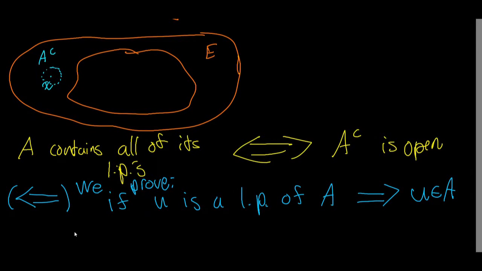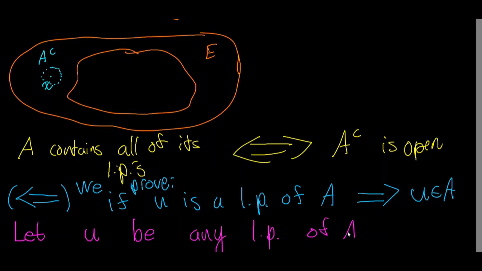Now, to prove this, we first let U be any possible limit point of A. So let U be any limit point of A. Now notice, our set A lives in the metric space E. So U also lives in the metric space E. It wouldn't make sense to talk about U living in any other metric space. So we can say that U is in the metric space E.